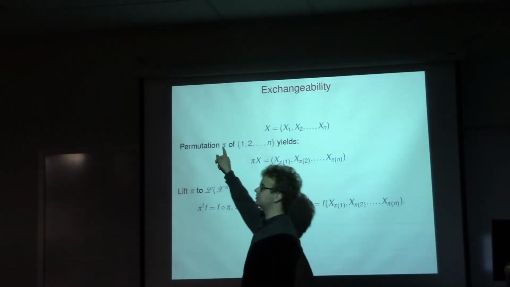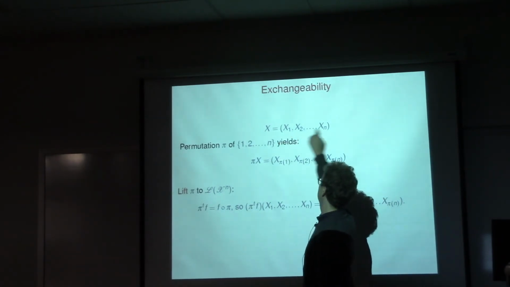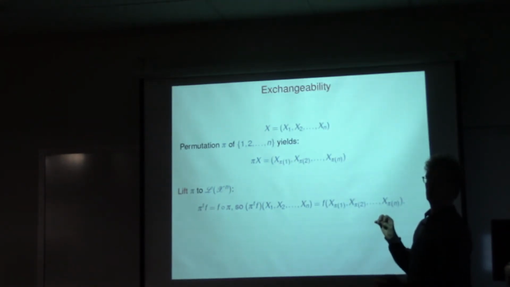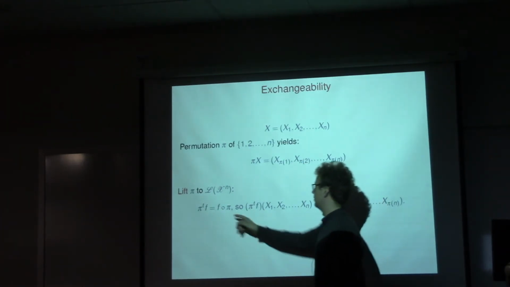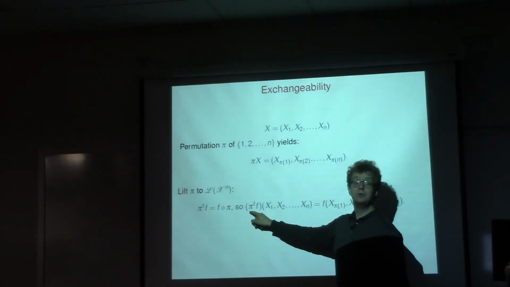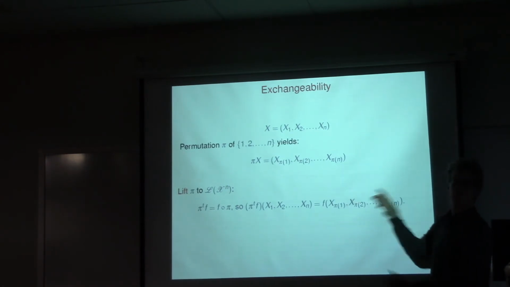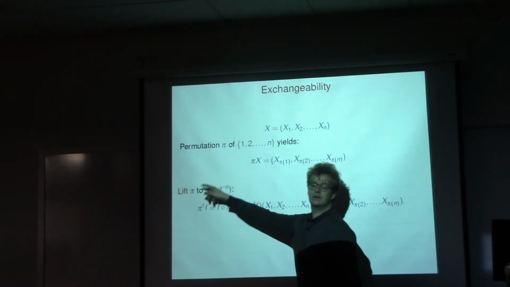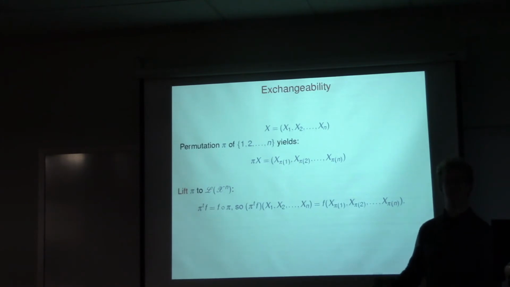I can lift such a permutation to the set of all gambles on the sequence of random variables, and this lifting is just applying it one after the other. So the lifted version of f, the permuted version of f, is just f evaluated in the permuted order. So this lifts pi to the set of all gambles. So now I can permute a gamble.